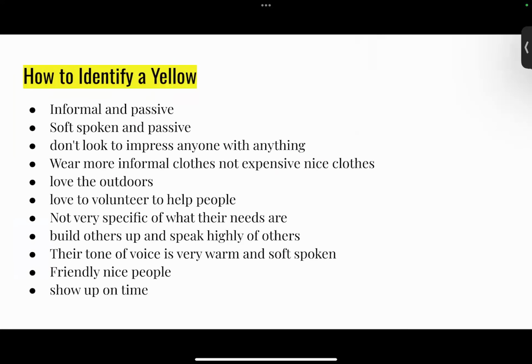So, how to identify a yellow? Yellows are informal and passive. They're very soft spoken. When you meet somebody that's yellow, they're not going to be in your face, ready to go, go, go. They're going to be more chill, laid back, soft spoken, trying to have a more calm conversation, right?